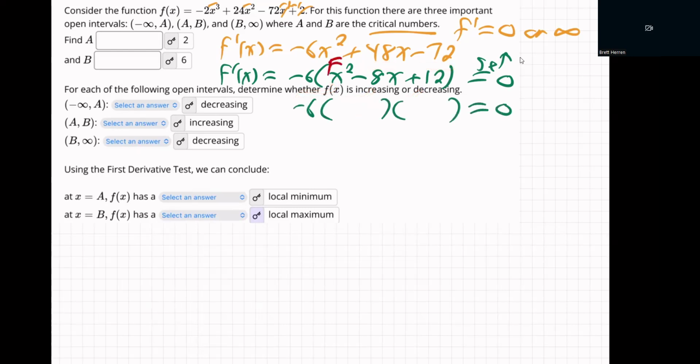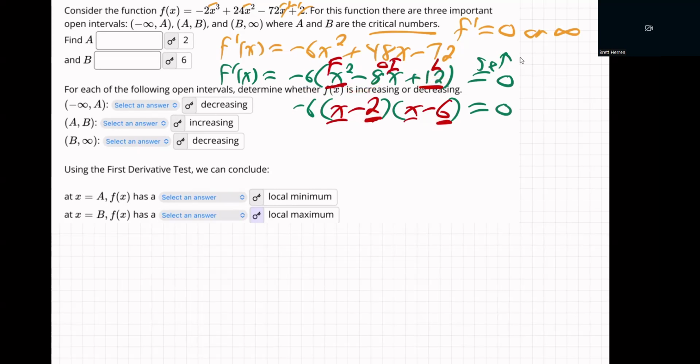Remember, we do FOIL now, F-O-I-L, front times front to make front, that's x times x. And last in this parenthesis times last in that parenthesis to make 12. Well, it could be 4 times 3, 2 times 6. It's going to be 2 times 6, so we've got to make that 8 in the middle. Both negative, because negative 2 and negative 6 make negative 8, and they multiply to be plus 12.